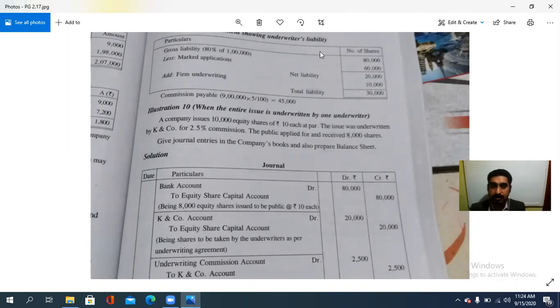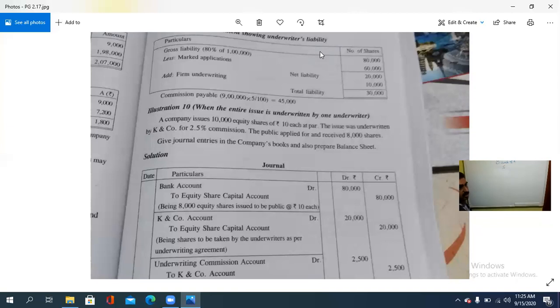Then the public applied for and received 8,000 shares. So out of the 10,000 shares, 8,000 only have public subscription. So the balance 2,000 is for underwriting. So in that way, we need to pass the entry first. So firstly, what is the entry for that one? Bank account debtor to share application, then share application to share capital.